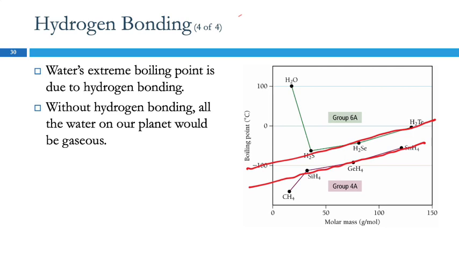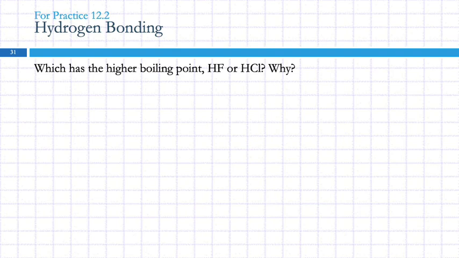Any questions? So this is a kind of a question you should be able to answer. Which has the higher boiling point, HF or HCl? And the dreaded question, why? HF and HCl.